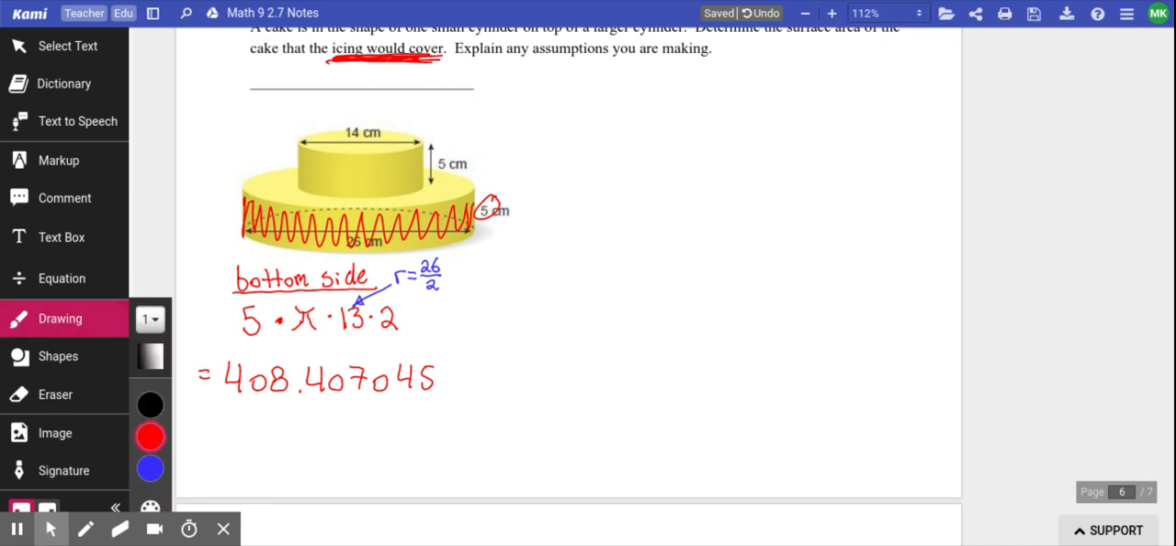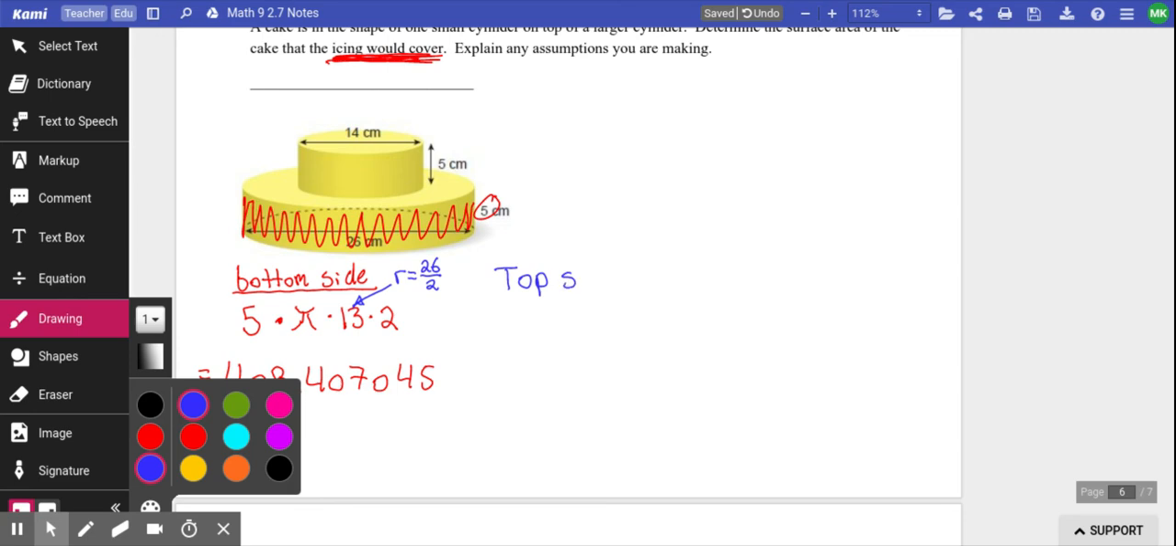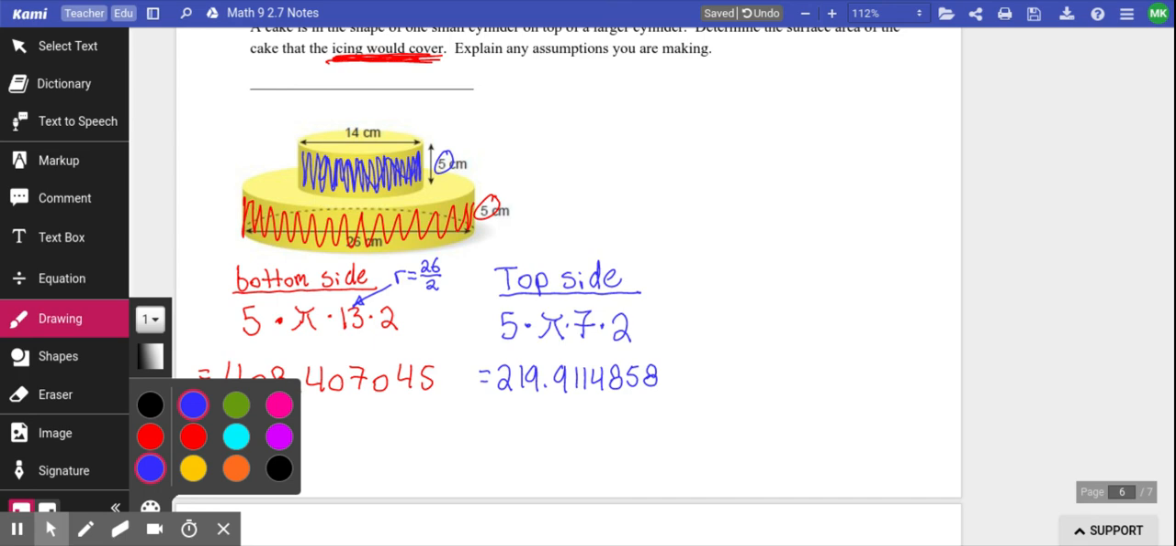The next section I'm going to calculate is the top side. To calculate that, again, it's the height of it, which would be 5, times pi times r, which in this case is 7, times 2. If you just did pi times 14, that's the same thing. Right? 7 times 2 is 14. If you put that in your calculator, you get that the top side of the cake would be 219.9114858.